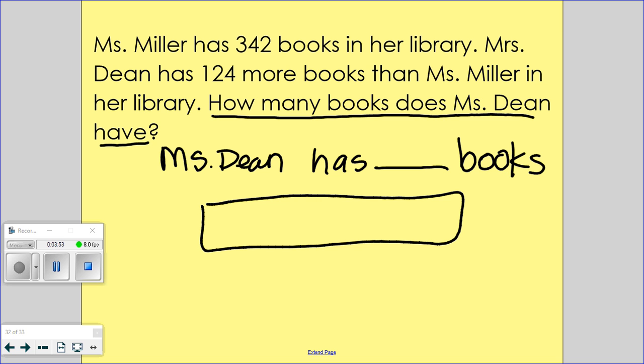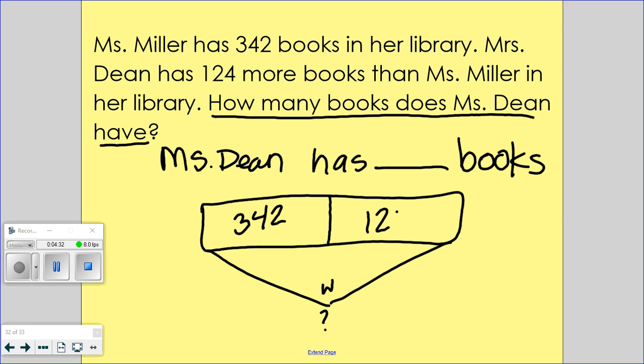Most of you have already drawn your bar. You start with our whole or our total. Do you know the total number of books Miss Dean has? No, I know she has more than me, but I don't know the total yet. What is that? That's a question mark. But I know some things. What do I know? Lily? What are my parts? I know Ms. Miller has 342 and Ms. Dean has 124 more books than that.